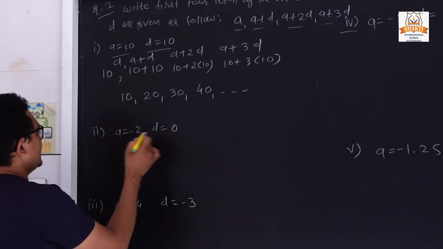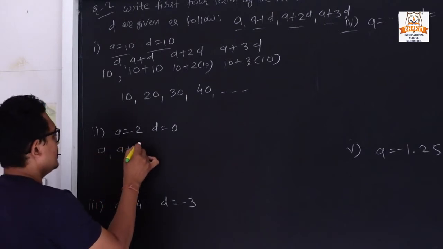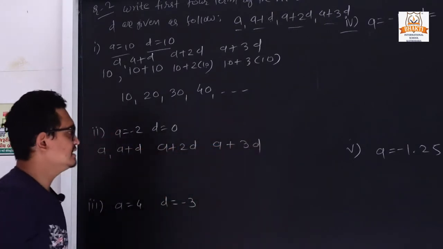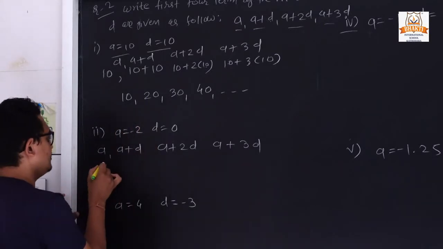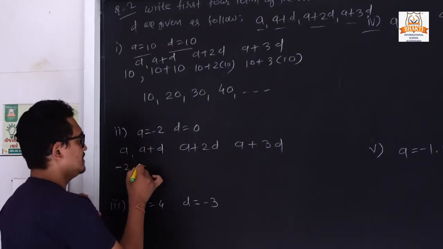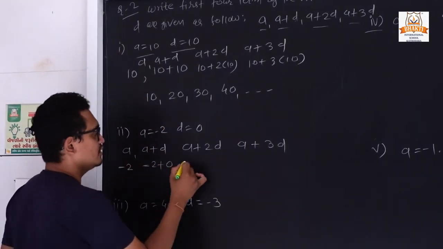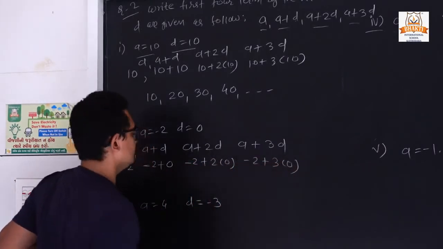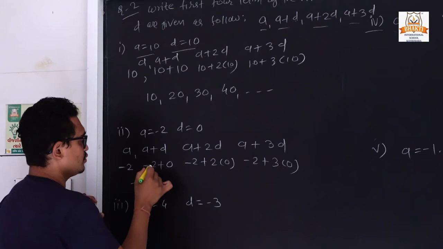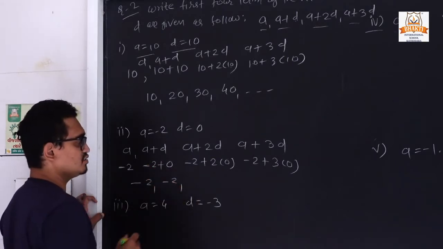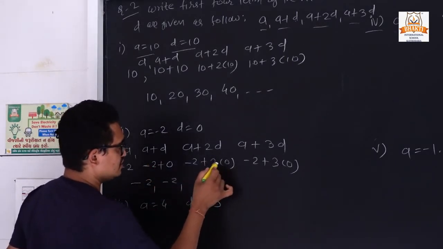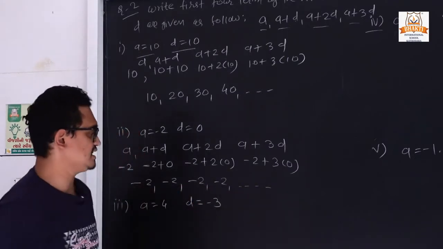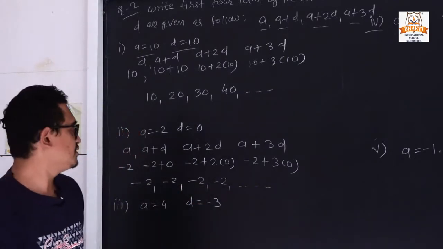Now once again second, A, A plus D, A plus 2D and A plus 3D. So what is A? Minus 2. What is D? 0. Minus 2 plus 0, once again minus 2. 2 into 0 is 0. So minus 2, minus 2. So the series is like that: minus 2, minus 2, minus 2.